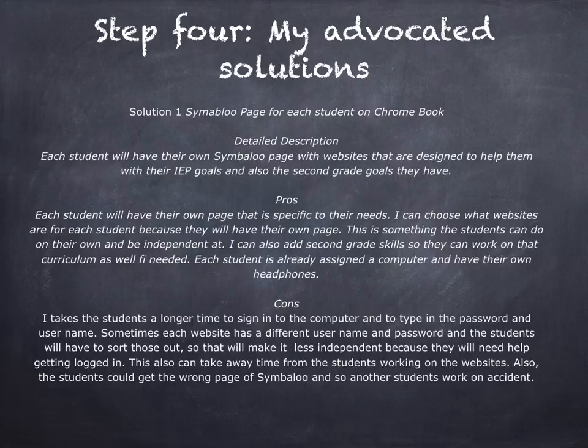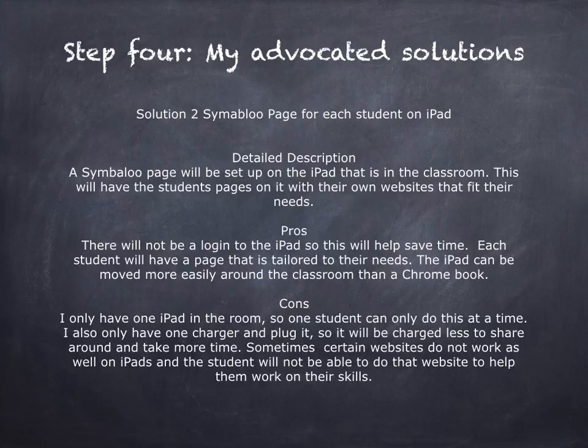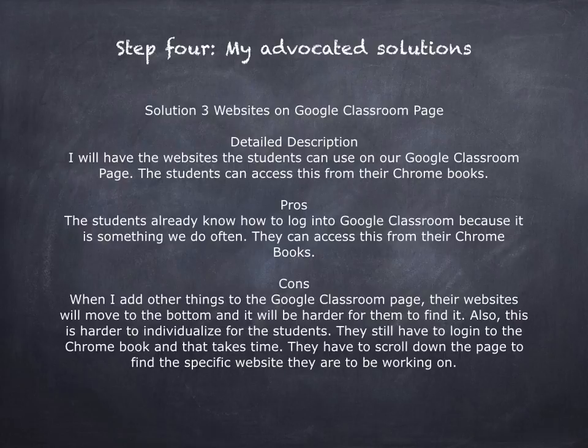I had a couple different solutions. One of my solutions was using a Symbaloo page for each of my students on their Chromebooks. And here are just some of the pros and cons that I found. Sometimes it just takes longer for them to type it in, but that's just something that we would have to work on to get logged into that Symbaloo page. But once they do it, that will become a pro because they will be able to be independent. I also have one iPad in my room, so if I did not have access to the Chromebooks, I would be able to do this on an iPad as well.